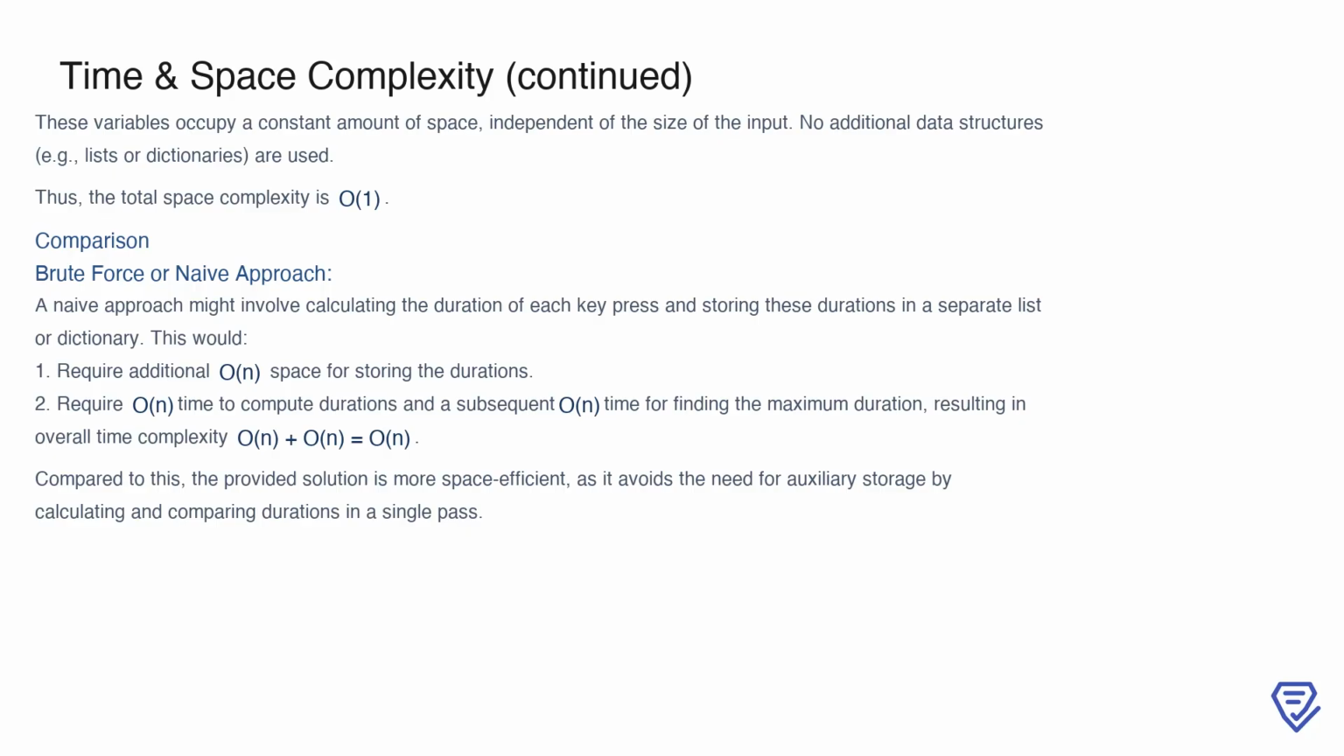To better understand the efficiency of this approach, let's compare it with a brute force or naive solution. In a naive approach, we might calculate the duration of each key press and store these durations in a separate list or dictionary. While this is straightforward, it would require O(n) space to store the durations and O(n) time to compute them. Additionally, we would need another O(n) time to find the maximum duration, resulting in an overall time complexity of O(n) plus O(n) equals O(n). Compared to this, the current solution is significantly more space efficient. By calculating and comparing durations on the fly within a single pass, it eliminates the need for auxiliary storage while still maintaining the same time complexity of O(n).